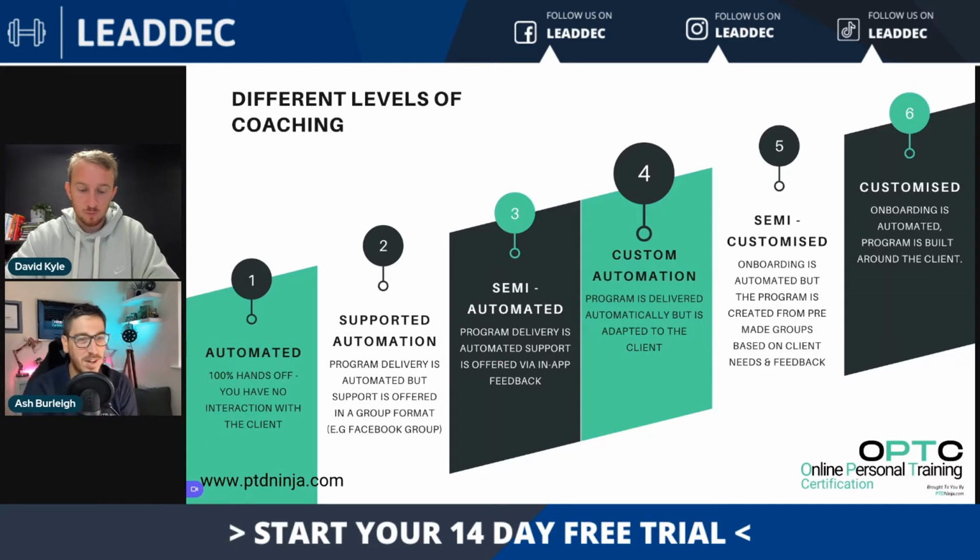So supported automation is the idea that your program delivery is automated. This might be sending a PDF or something like that still, or it might be delivering it through software such as PT Distinction, but the support is offered in a group format. So this might be like a Facebook group. A Facebook group will go alongside this information that's been sent out to the client, and then you can support them through there. You might do lives in there, you might answer questions in there, that kind of thing, and build a community around what's been delivered.